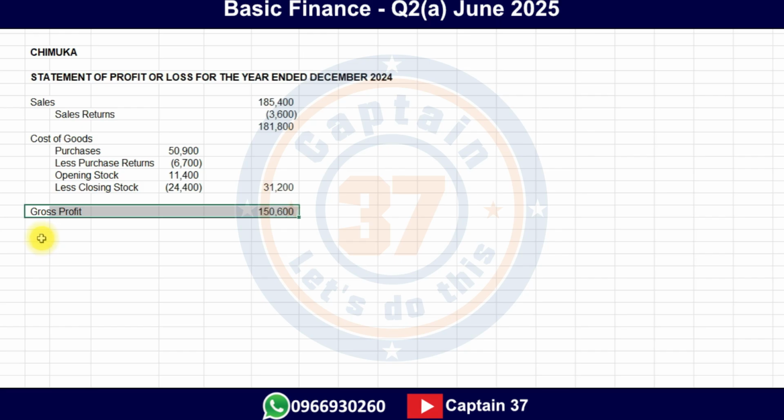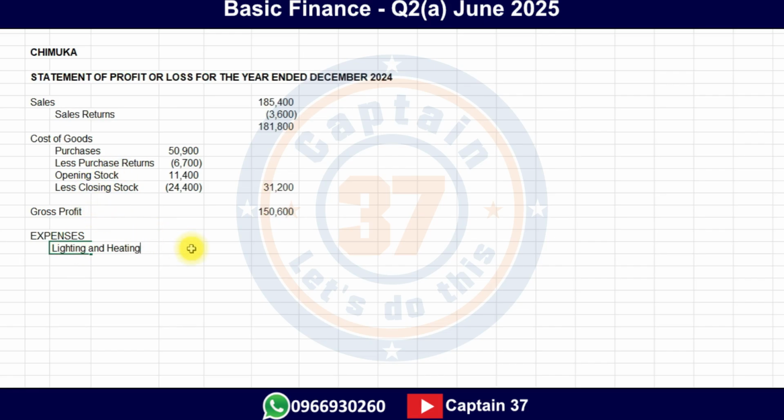We proceed and deal with expenses. Expenses are the amounts of money that are spent in running the business. And we've been told we just need to look at our trial balance and extract expenses. The first one on the list is lighting and heating.